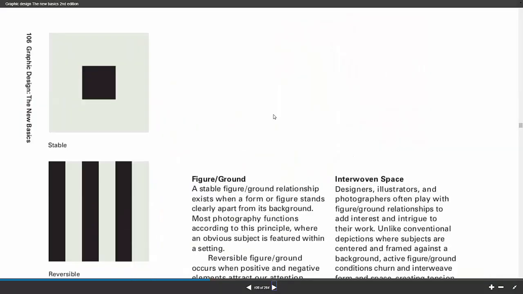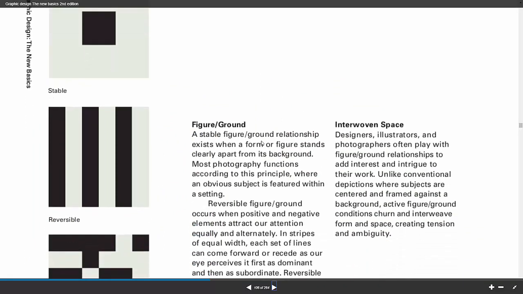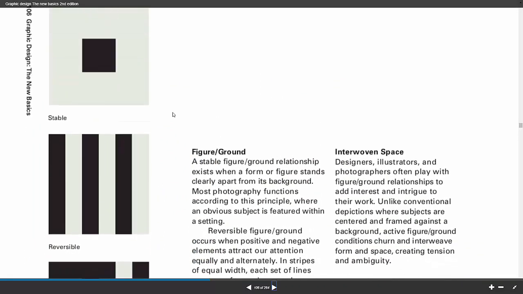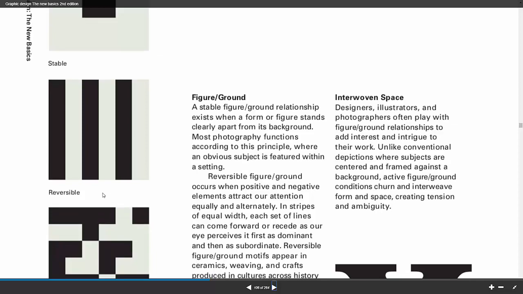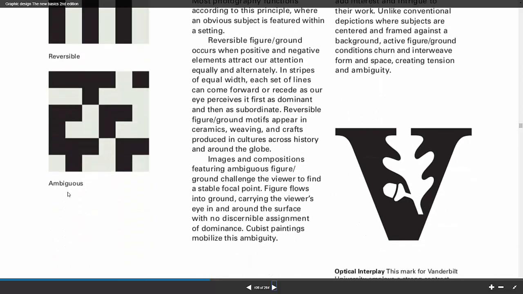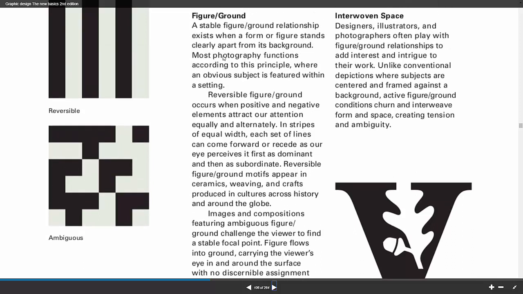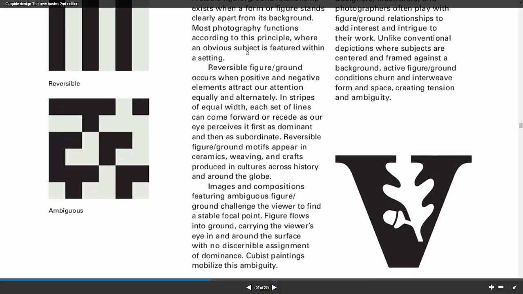So then you're also going to show the 3 figure grounds, and they are stable, reversible, and ambiguous, okay? And it tells you a stable figure ground relationship exists when a form or figure stands clearly apart from its background. So it's our ability to see a foreground image on its background. Reversible figure ground occurs when positive and negative elements attract our attention equally.